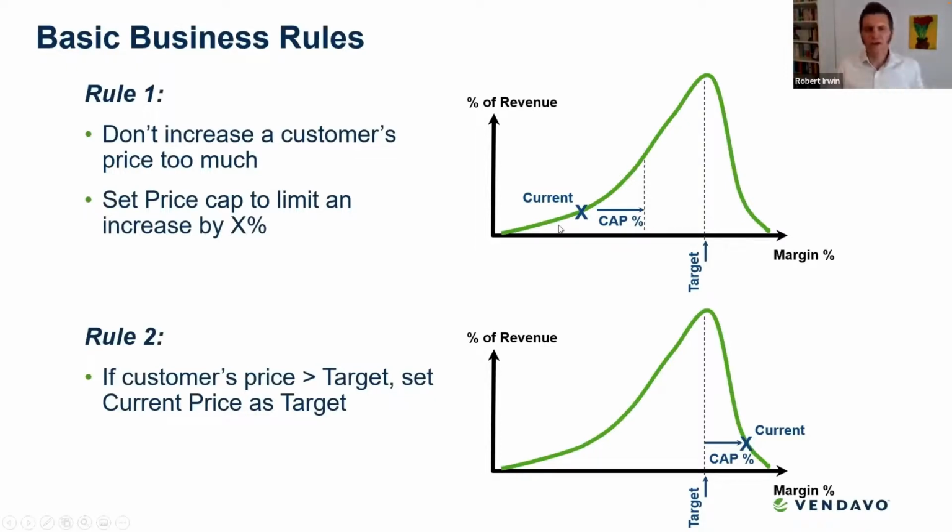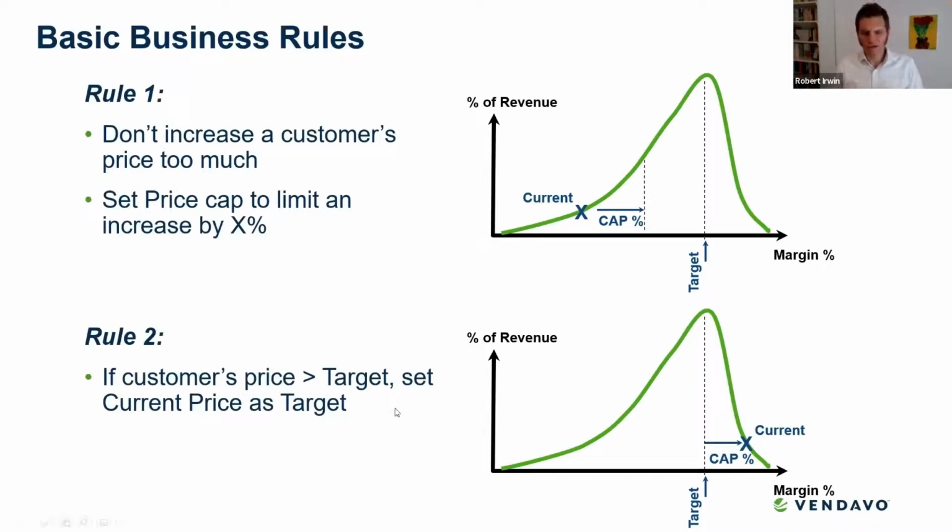But for any customer down here, I only want to increase the price target by X, so let's say 5 or 10%, until they get within the range of the target, and then the target recommendation would kick in.